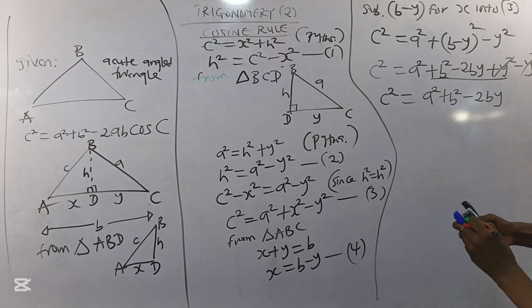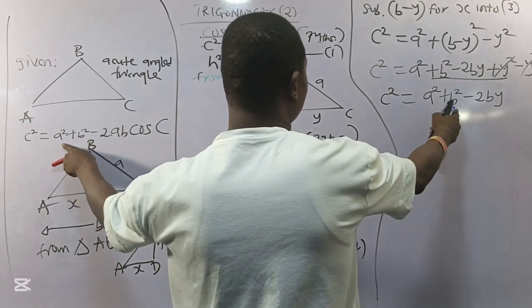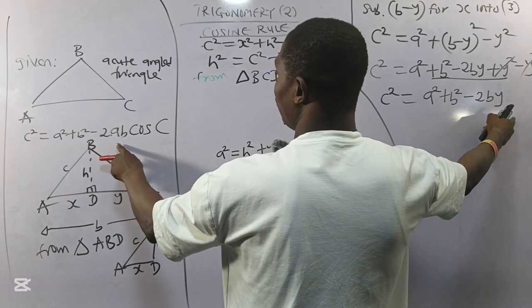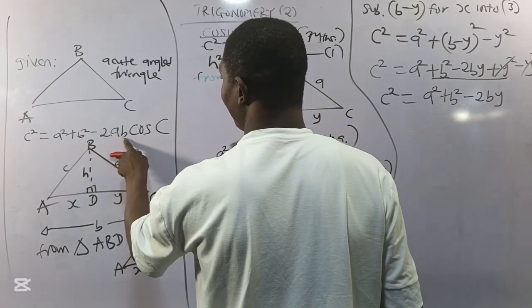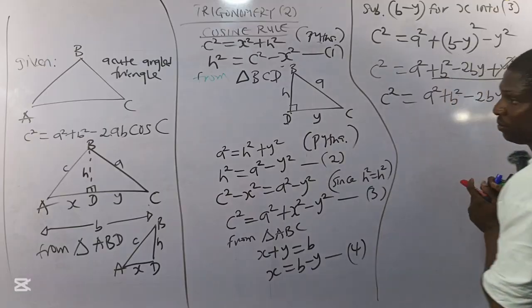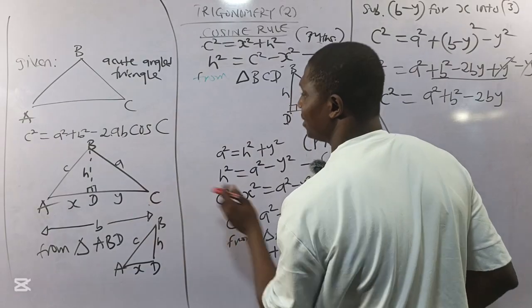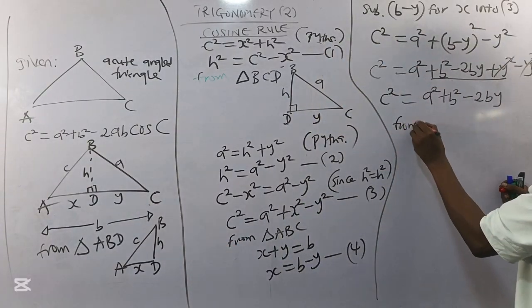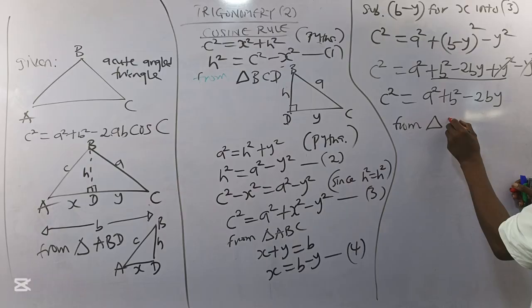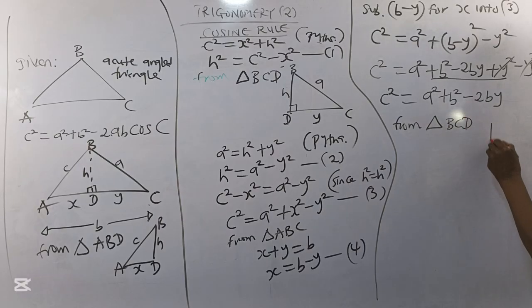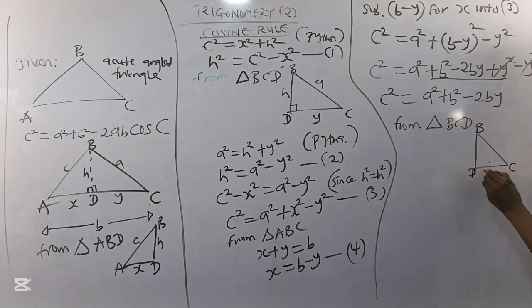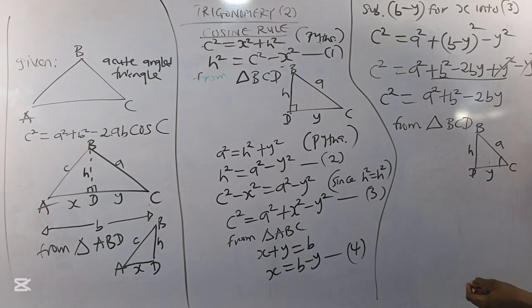Now, we're almost getting it. If you see, we have C square, A square, B square, A square, B square minus 2BY. But we have AB equals C. So what do we do next? Because they are not exact yet. So let's focus on this as C. So let's say from triangle BCD, and I like drawing my diagram because it gives a better picture of what we are doing. B, C, D. This is Y, and this is H, and this is A, and this is my angle.